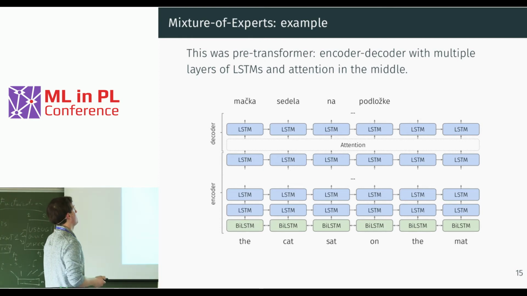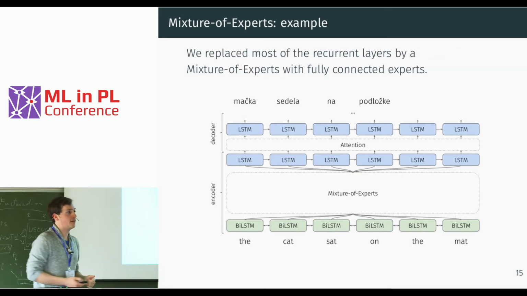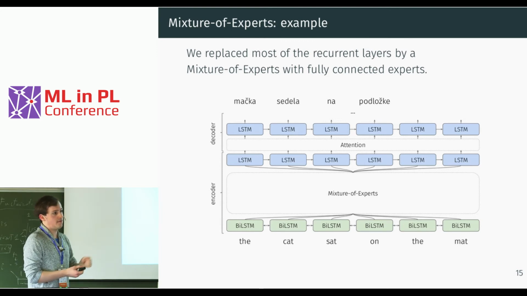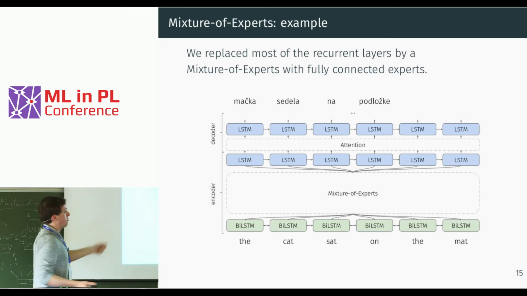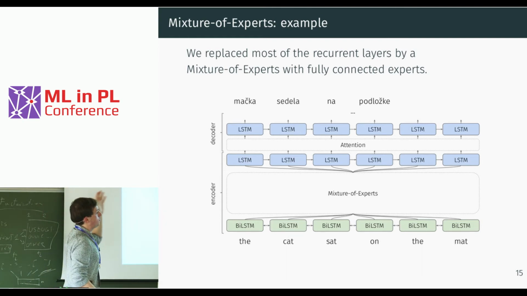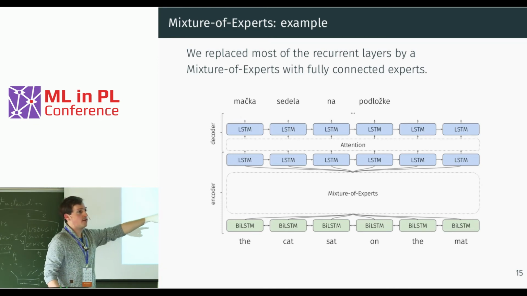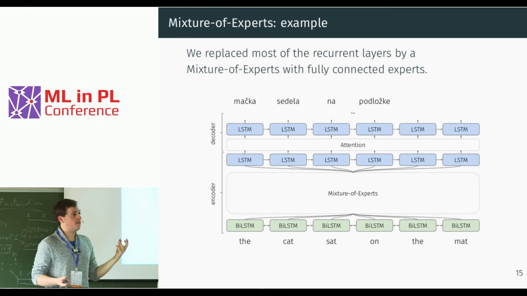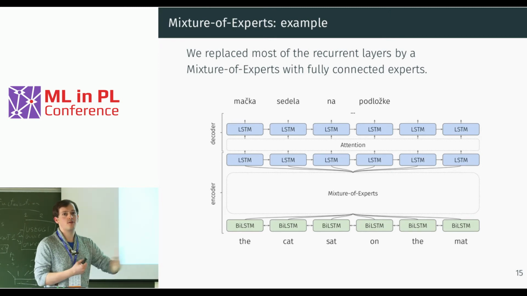So our modification was pretty straightforward. We removed most of these LSTMs, and we replaced them with this mixture of experts in the middle. So instead of having maybe 8 layers of LSTMs, you would have maybe 2 and this mixture of experts. This mixture of experts was super simple. It wasn't recurrent. It was just a thing that was run for every time step separately. The gating function was linear, and the experts themselves were either 1 or 2 layer networks. So something super, super simple.